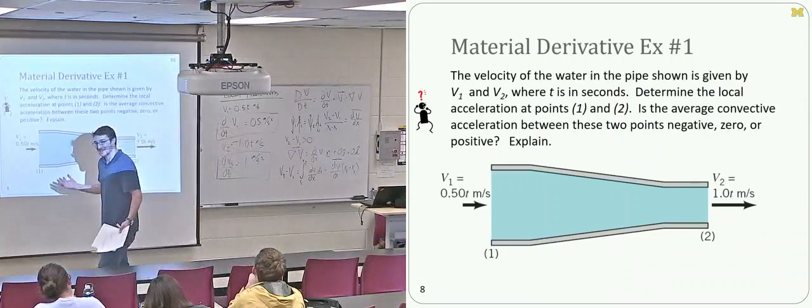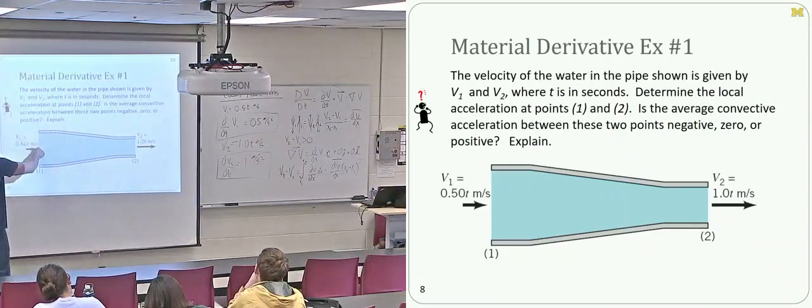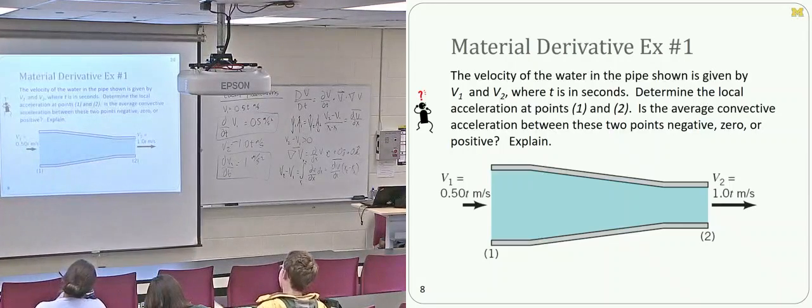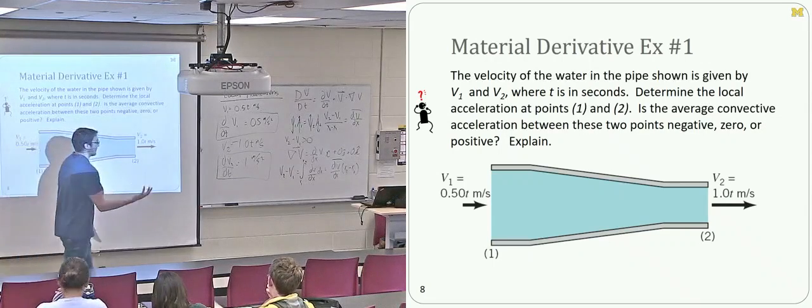Does this make sense? If a point starts out here, and it's going this way, it's speeding up or slowing down. If a fluid particle, we throw a little probe in here and monitor its velocity as it moves down the pipe, it's going to be speeding up, right? So its apparent rate of change is going to be greater than 0. So, positive.